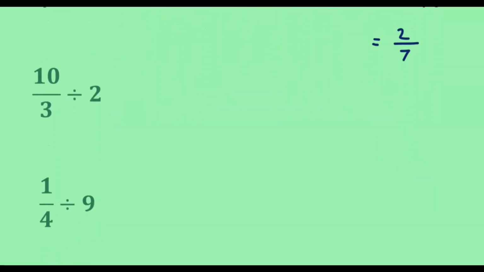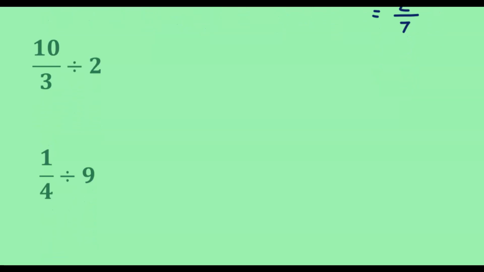Let us have a look at the next problem. We have 10 over 3 divided by 2. So what are we going to do? We rewrite this problem as 10 over 3 divided by 2 over 1. Now we keep, change, flip. We keep the first fraction, 10 over 3, we change the division sign into a multiplication sign, and we flip the fraction 2 over 1 to obtain 1 over 2.